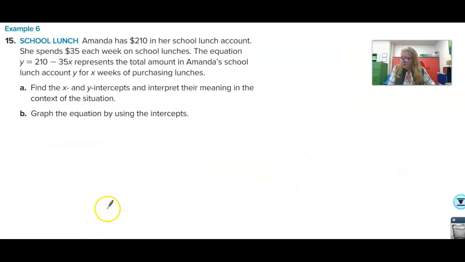And then we only have these 2 word problems left. So we're almost to the end, and then I get to go home.